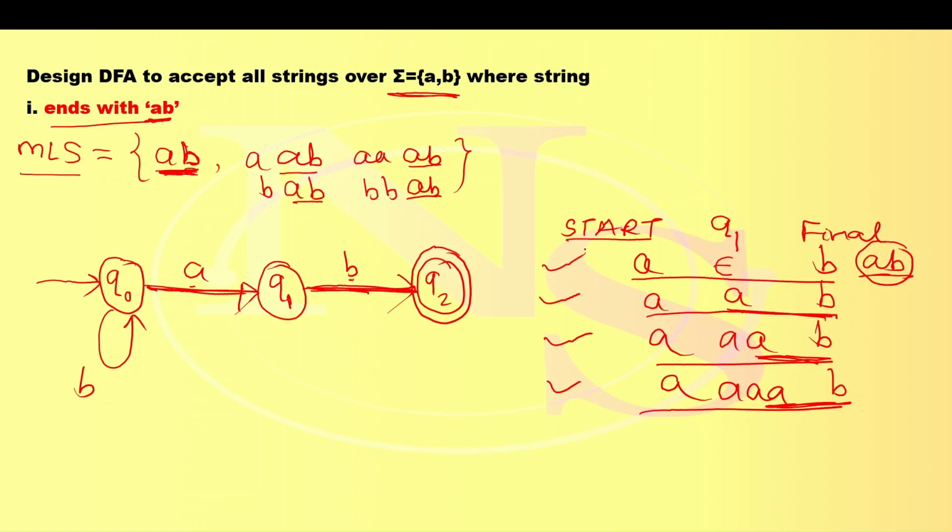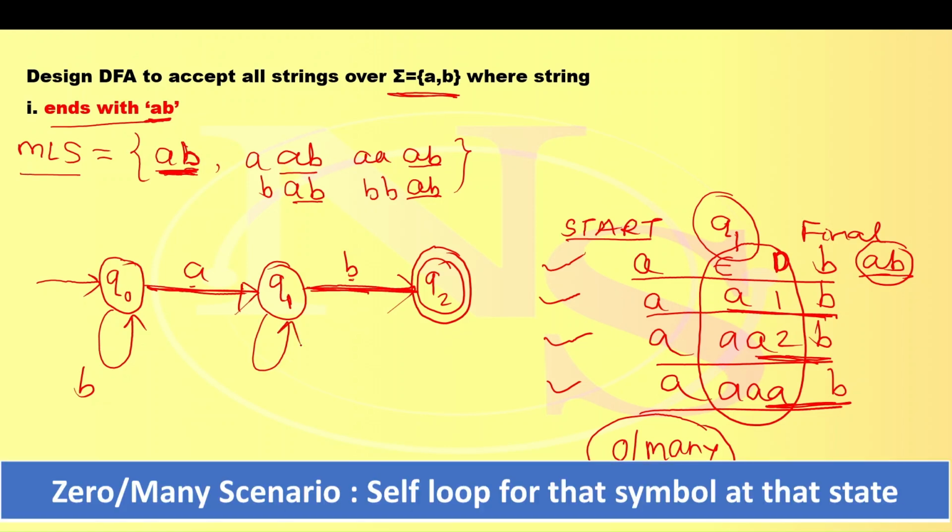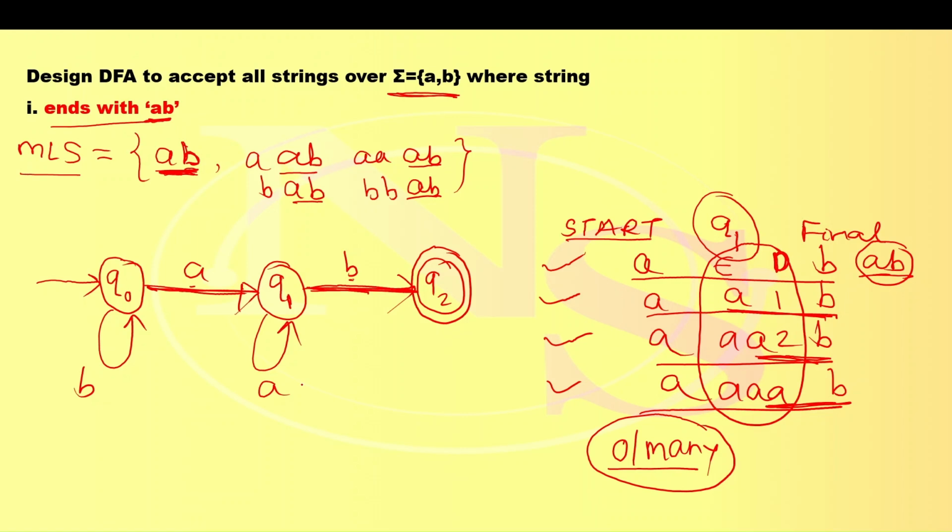Hence we can say Q1 is looking for 1 A, 0 A, 2 A's or 100 A's. So there is a scenario of 0 or many. So at Q1 we are looking for a transition for 0 or many A's. And as we know, whenever there is a scenario of 0 or many at state Q1, we give a self loop for which symbol? The symbol is A. Hence Q1 becomes deterministic.